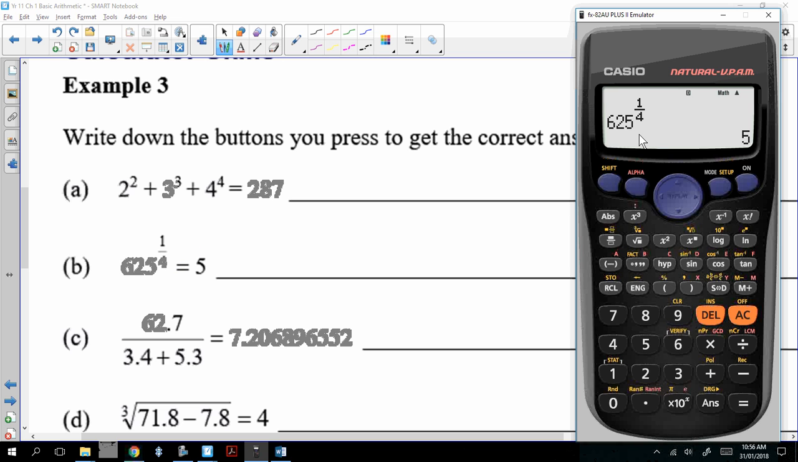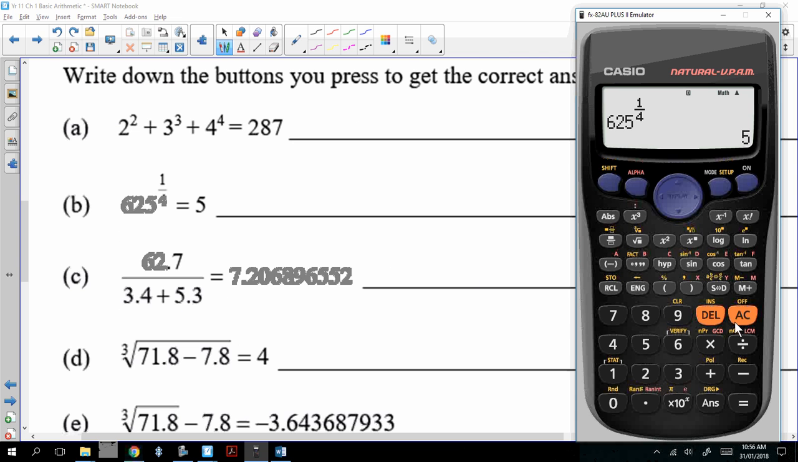Good, okay. Any question? Let's move on to the next one. So you can do fraction, 62.7, just move the cursor down, 3.4 plus 5.3. Oops. And you should get this long decimal, okay? Pretty easy.